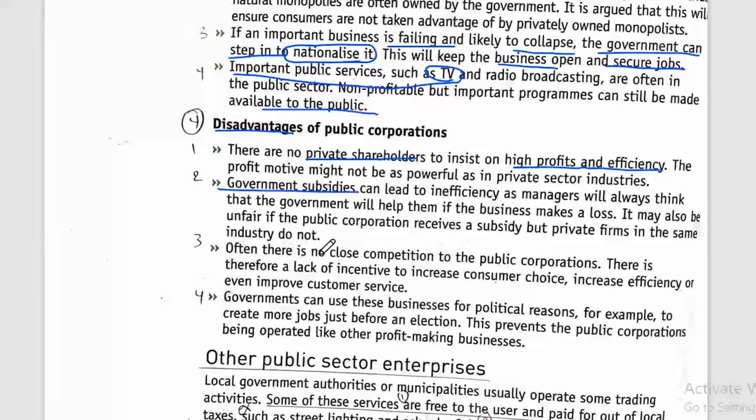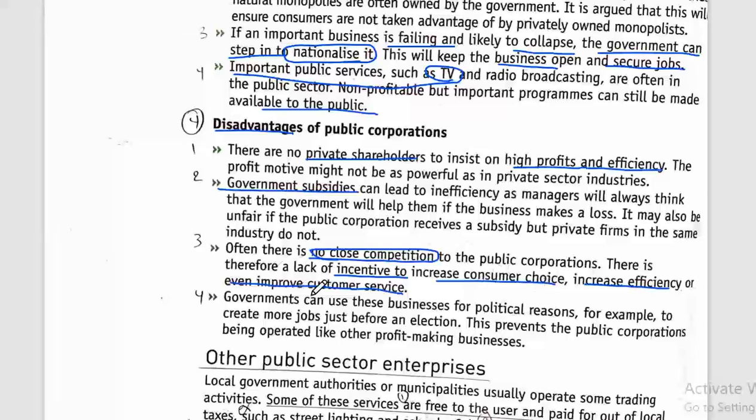Number three, often there is no competition to the public corporation. No close competition. There is therefore a lack of incentive to increase consumers' choice, increase efficiency, and even improve customer service. Because there's only this one public business offering the service and there are no other competitors, there might not be anything to motivate this public sector to do better, to work more, because they depend on the idea that they are the only one offering this service.